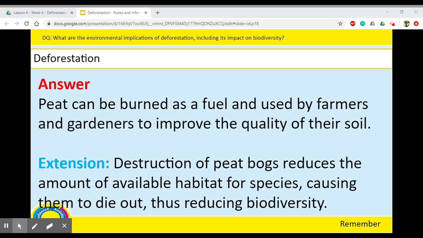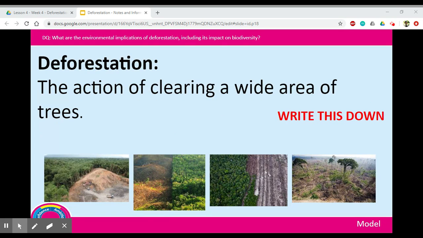Okay, so moving on to deforestation for today. What I would like you to do is write down this definition. Deforestation is the action of clearing a wide area of trees. So I would pause the video for a minute to write this down. Moving on.